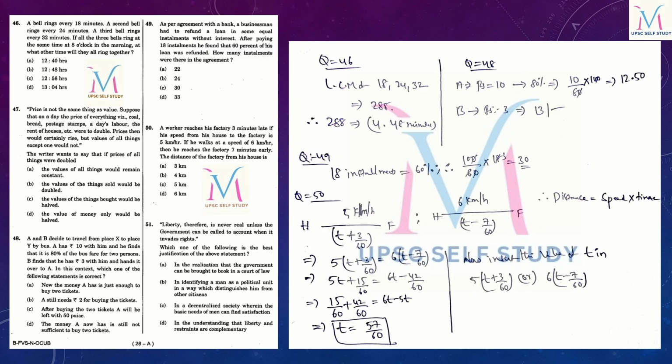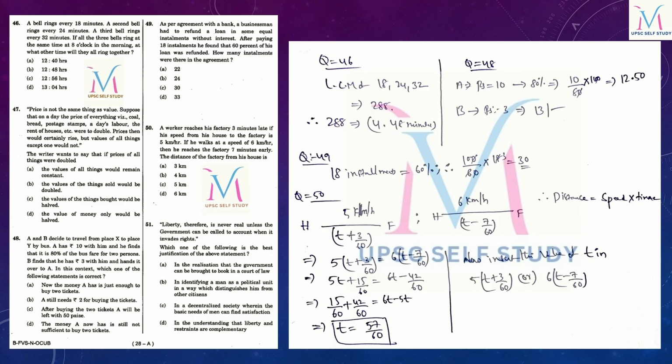And coming back to the question number 49. As per the agreement with the bank, a businessman has to refund a loan in some equal installments without interest. After paying 18 installments, he found that 60% of his loan was refunded. How many installments were there in the agreement? Okay, there is an agreement with the bank and a businessman. He has to refund a loan in some equal installments without paying interest.